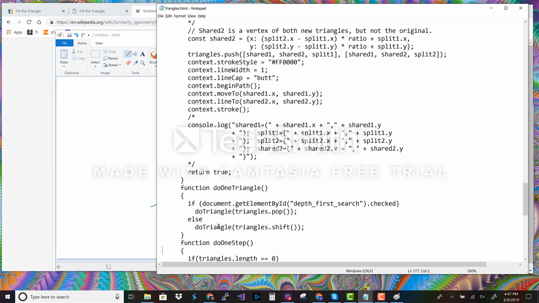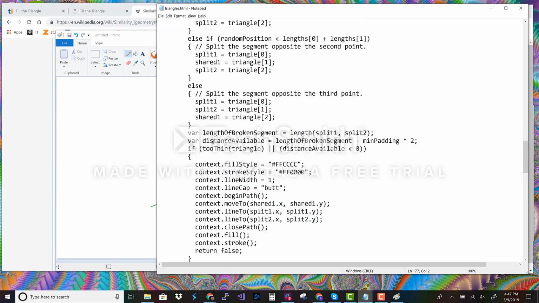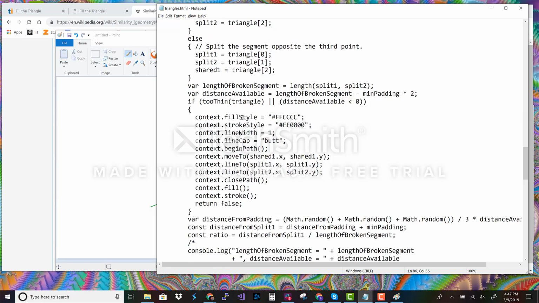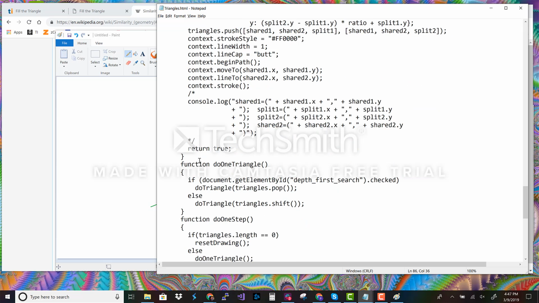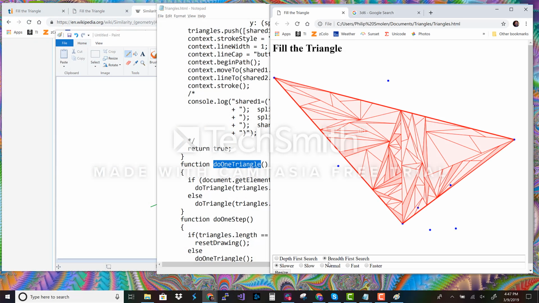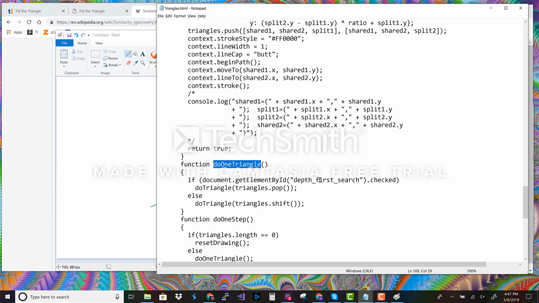So we have another function called doOneTriangle. This previous one was just called doTriangle, and the triangle was an input. So here's a triangle, either fill it in or break it into 2. But where did that triangle come from? Well, we have this function called doOneTriangle. First thing it does, it looks for that checkbox. Remember, we looked at this. It either says depth first or breadth first. So that's this depth first or breadth first.